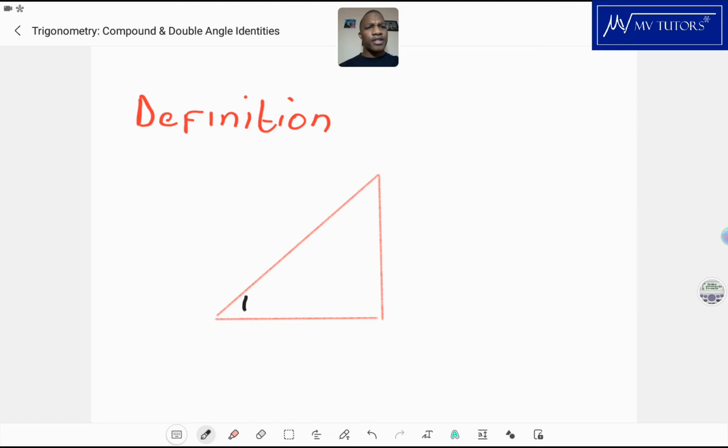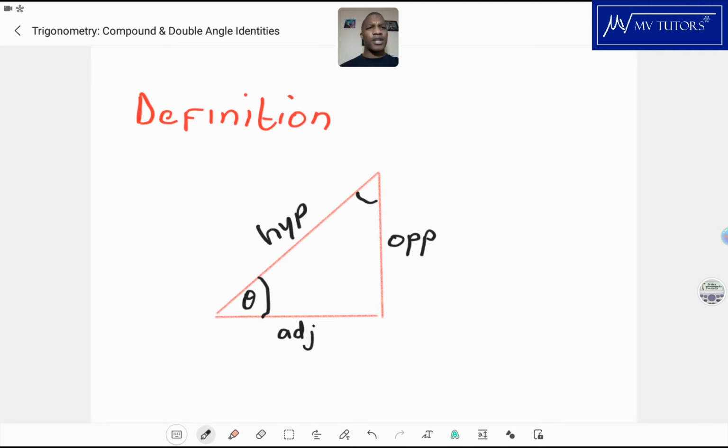Let's say our theta is there. There's our theta. This is very important to know: everything is based on theta. So the opposite is actually the opposite of theta. If theta is over there, then the opposite will be down here. But we're talking about this theta here, so the adjacent of this theta is there, and then the hypotenuse, which is the longest one, is there.